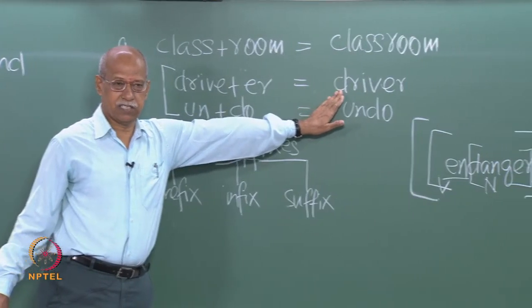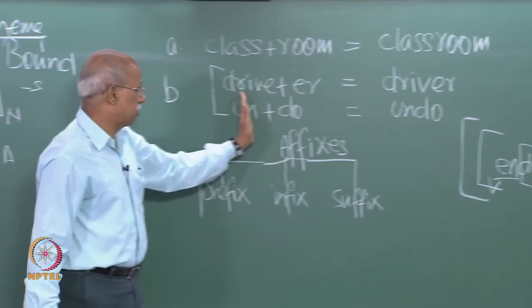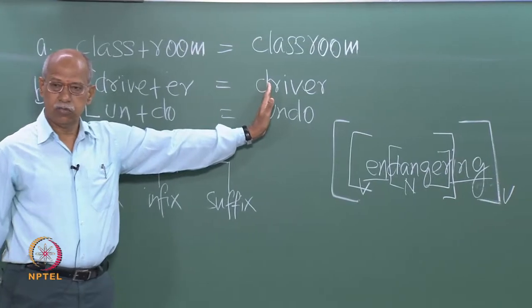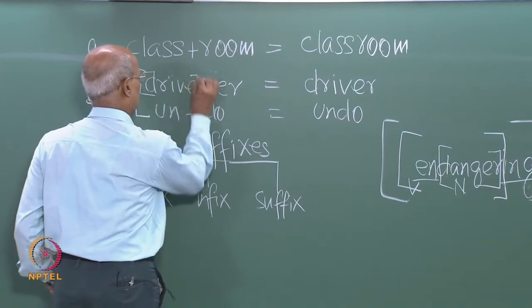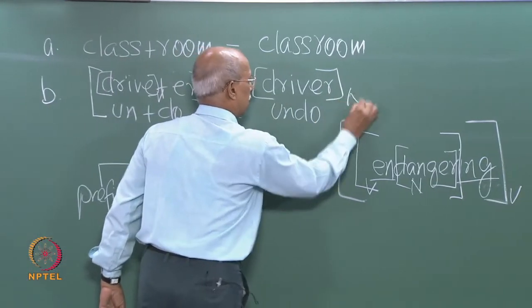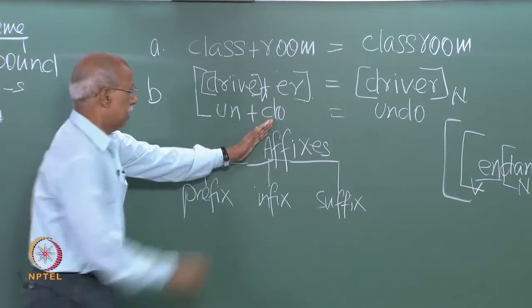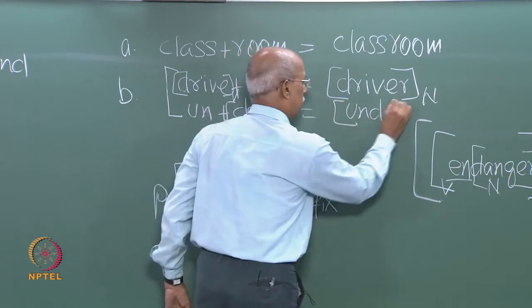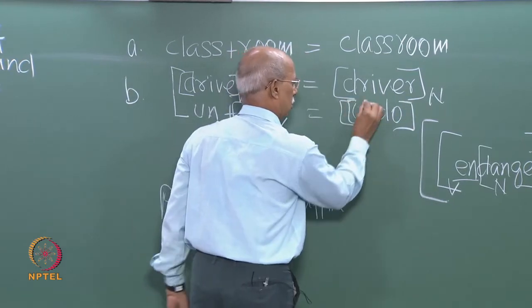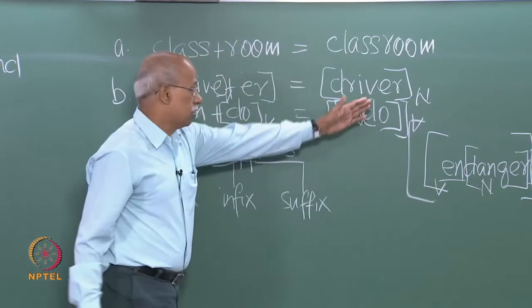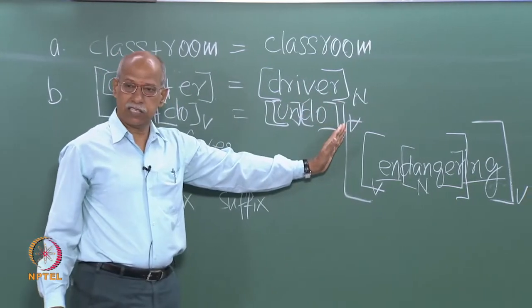Please complete the sentence. This was a verb, drive, but when you added er, what is it now? Noun. It was a verb, but you added this and now it's a noun. But in this case, this was a verb. You added unto it. What is it now? This is still a verb. So this is category changing, but this is category retaining.